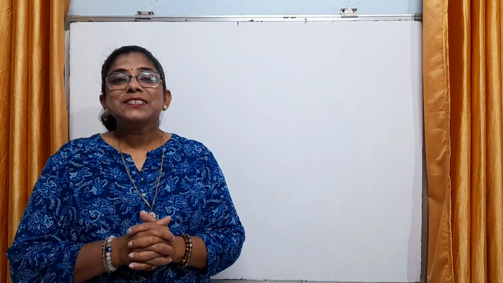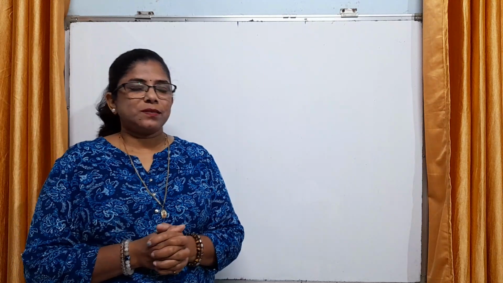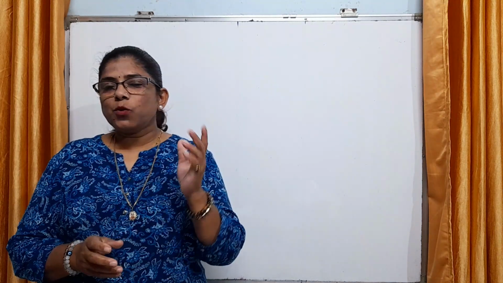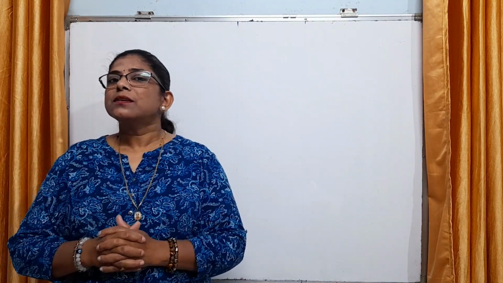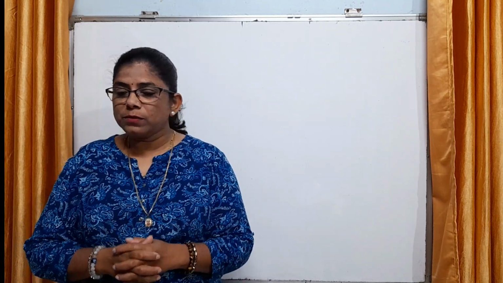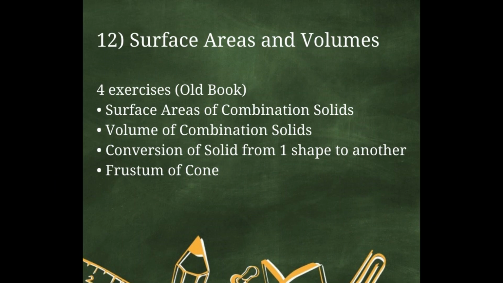Now the next chapter is surface areas and volumes. Even in this chapter, in our old syllabus, there were 4 exercises. These 4 exercises were based on surface area of combination of solids, volume of combination of solids, conversion of solid from one shape to another, and frustum of cone.